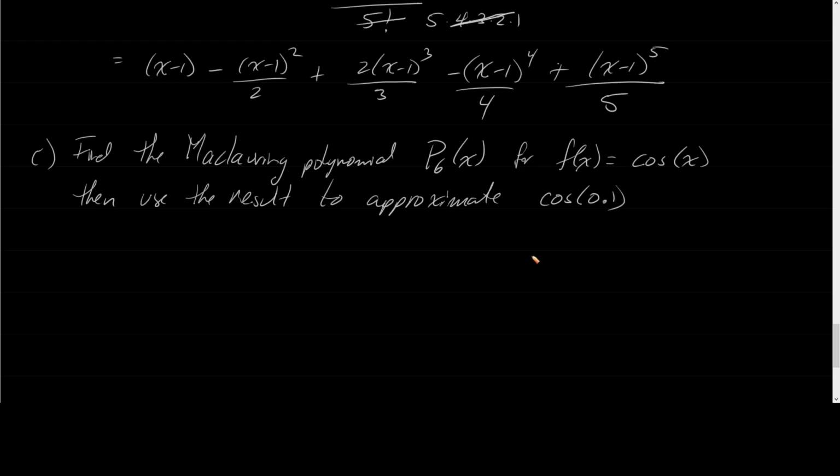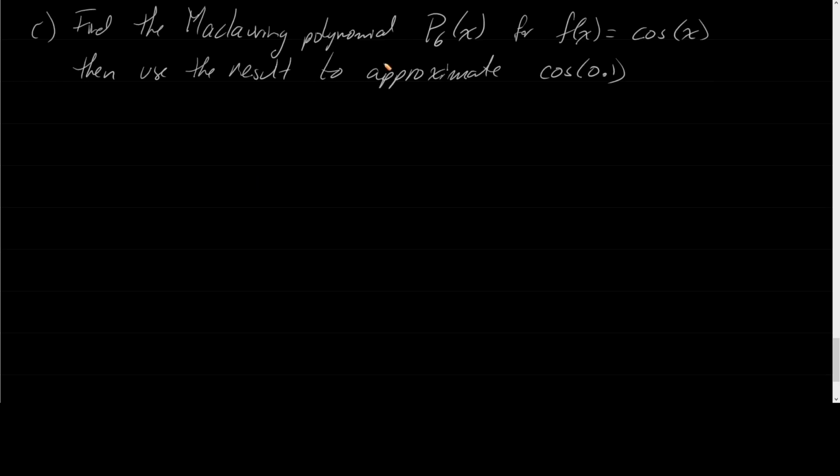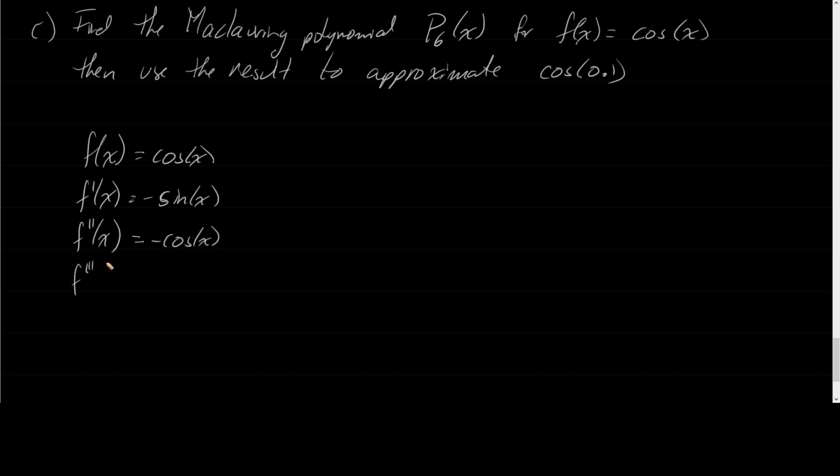Alright, so let's see what we can do here. We're looking for the sixth Taylor polynomial. Excuse me, the sixth Maclaurin polynomial. And remember, Maclaurin polynomials were just Taylor polynomials centered at 0. So what we're going to do here is first find 6 derivatives. So I started with f of x being cosine of x. The derivative of that, negative sine of x. The derivative of that, negative cosine of x. The derivative of that.